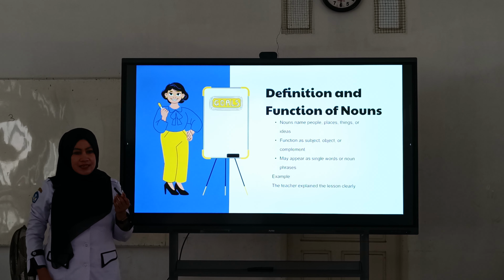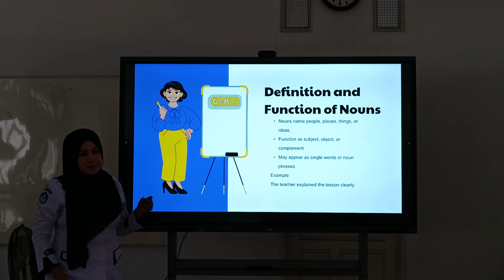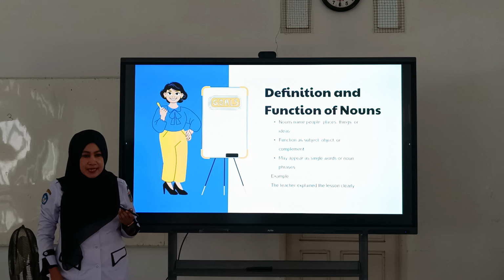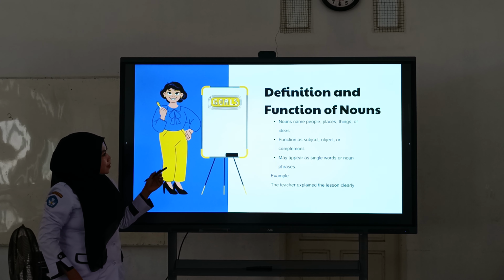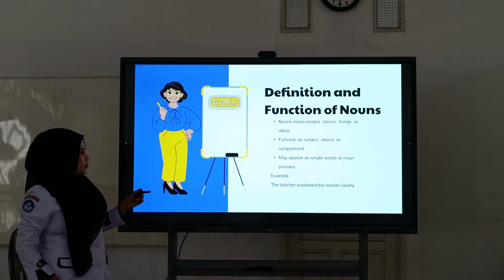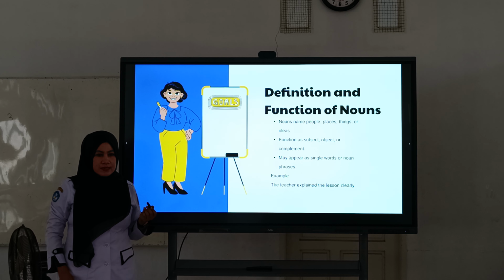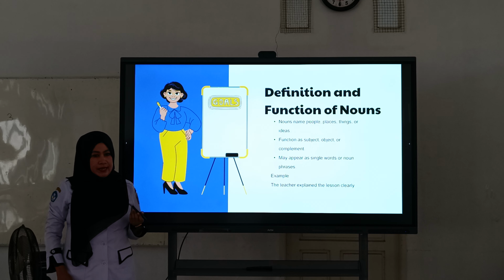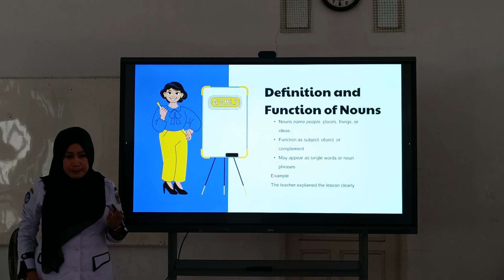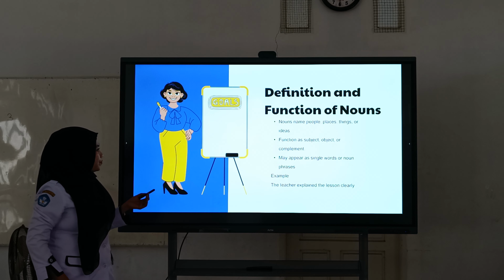To begin, let's review what a noun is. A noun is a word that names a person, place, thing, or idea. Nouns function as subject, object, or complement. Grammatically, nouns play several important roles. They can function as the subject, the object, or the complement of a sentence.